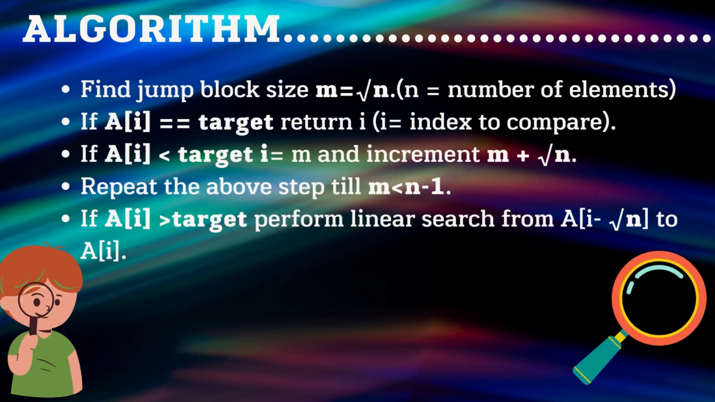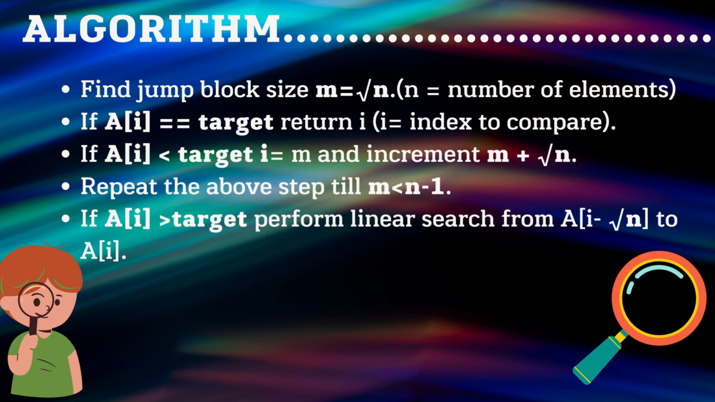First is to find the jump block size m. We find that with the formula square root of n. N is the number of elements, so we take the square root of it. Next, if A[i] is equal to the target, then return i. i is the index to compare. So basically, this line means that if the index value is equal to the element that you are looking for, then just return the index.